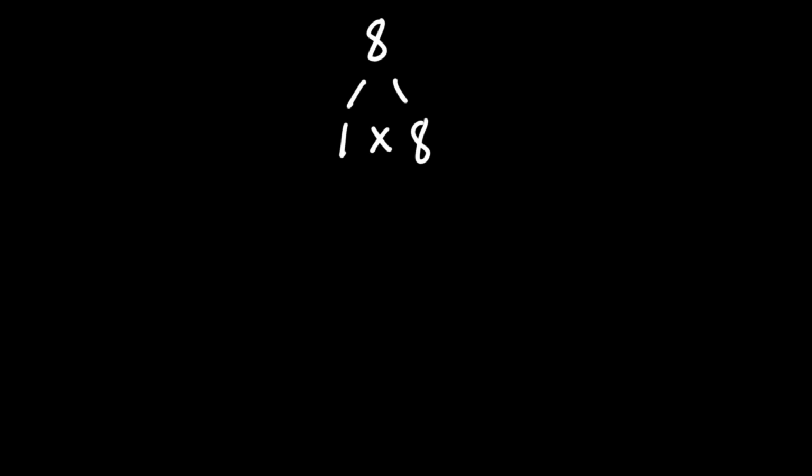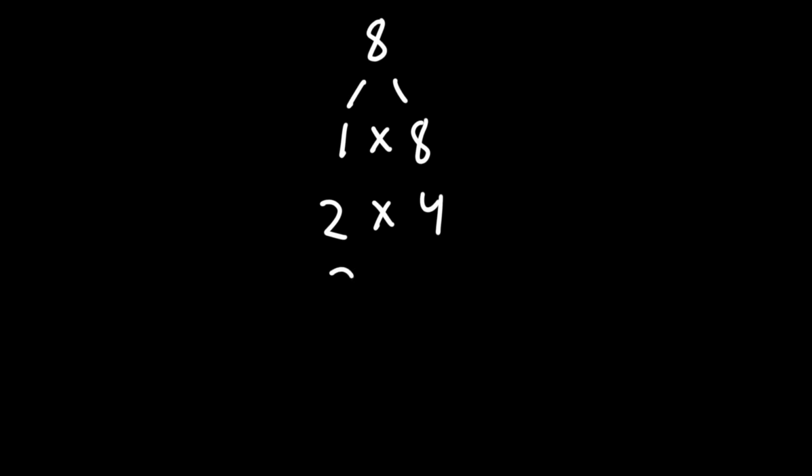But are there any other factors that can multiply to each other to equal 8? Are there any other pairs? Let's take a look at 2. 2 times what equals 8? 2 times 4 equals 8. So 2 and 4 are also a factor pair. Are there any other factor pairs?